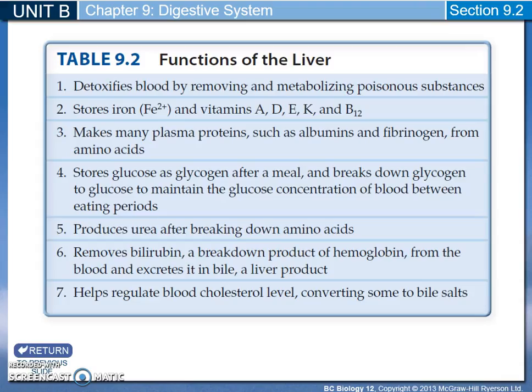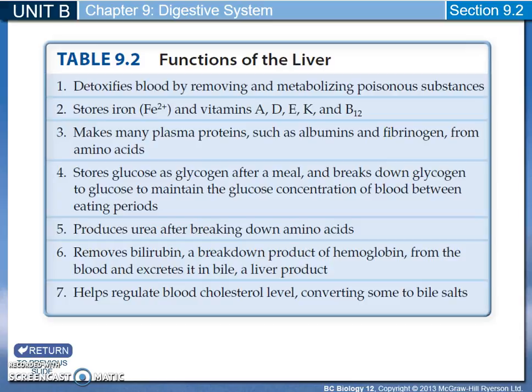Here's the list of the functions of the liver, and I think we mentioned most of these. Detoxifying blood. It also stores iron and various vitamins. It makes the plasma proteins like albumin and fibrinogen from amino acids. It stores glycogen and also breaks down glycogen in order to maintain concentration of glucose in the blood. And it produces urea after breaking down amino acids.